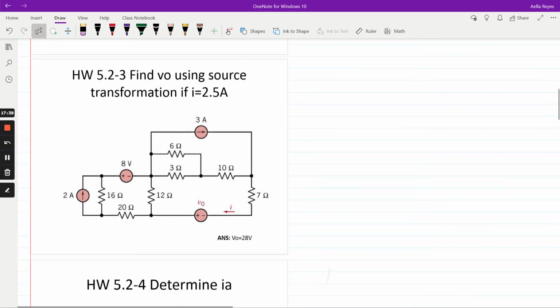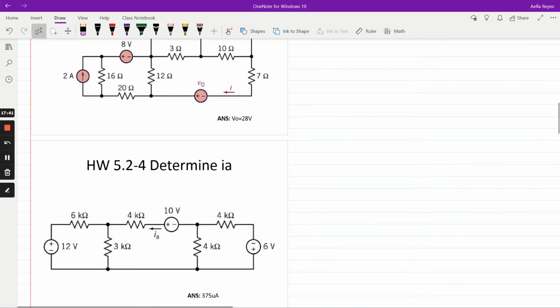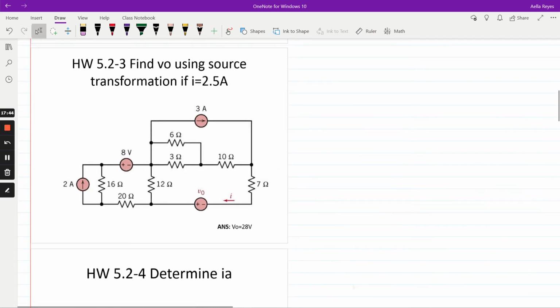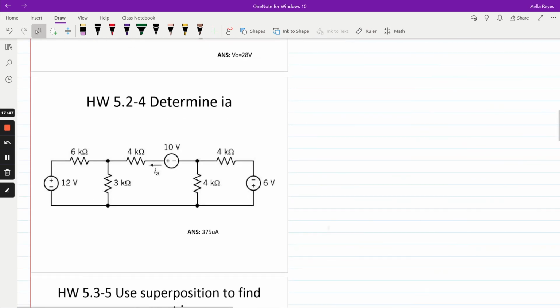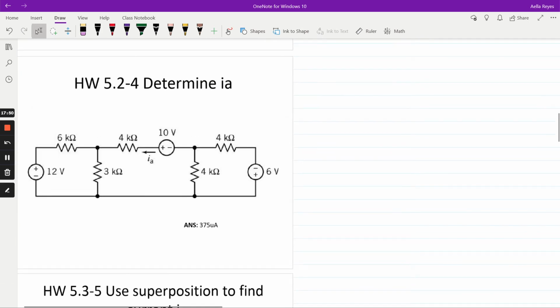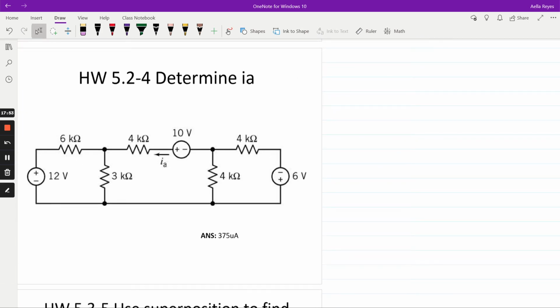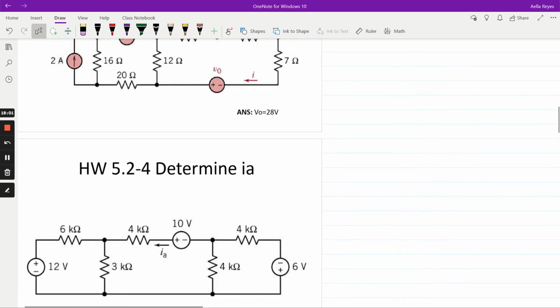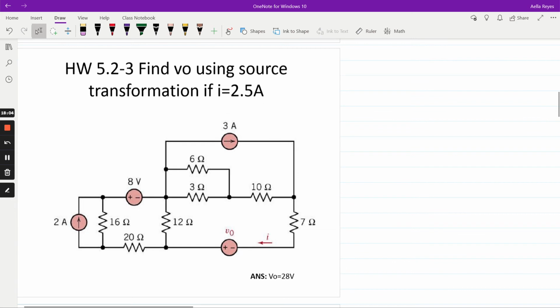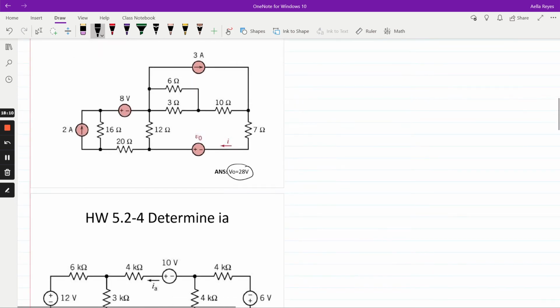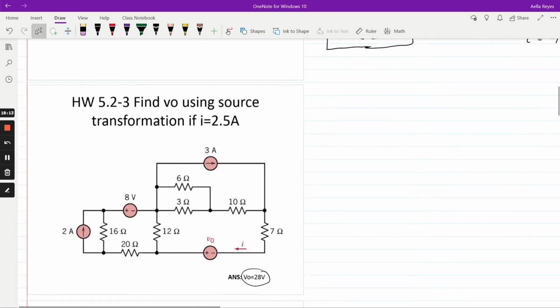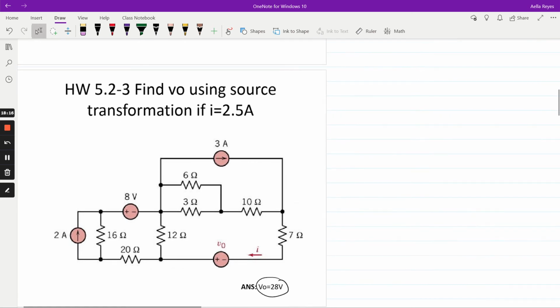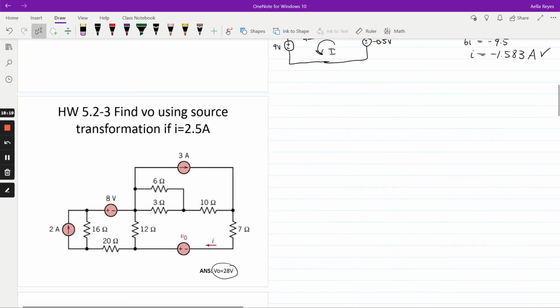So we can do which one? We can do this one. Let's do this one. So for this one, we just have to determine IA again. Actually, I'm so sorry. I changed my mind. We're going to do this one because we're solving for voltage. And we haven't done that yet because this one is another current one. So we're going to do this one. And as you can see, it is kind of wild, but we'll get through this together.